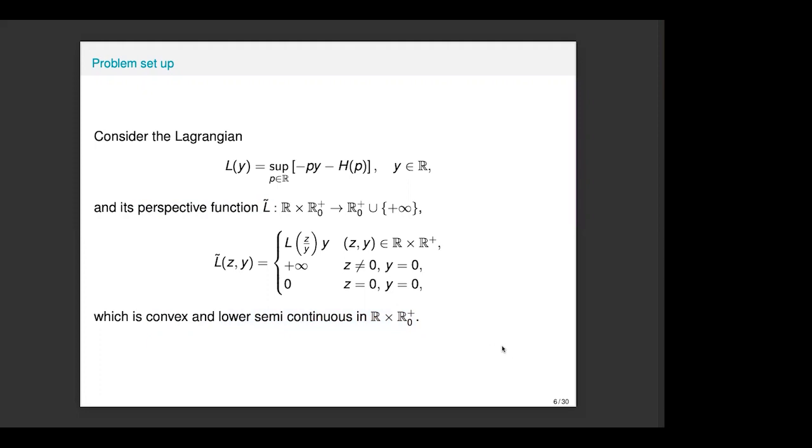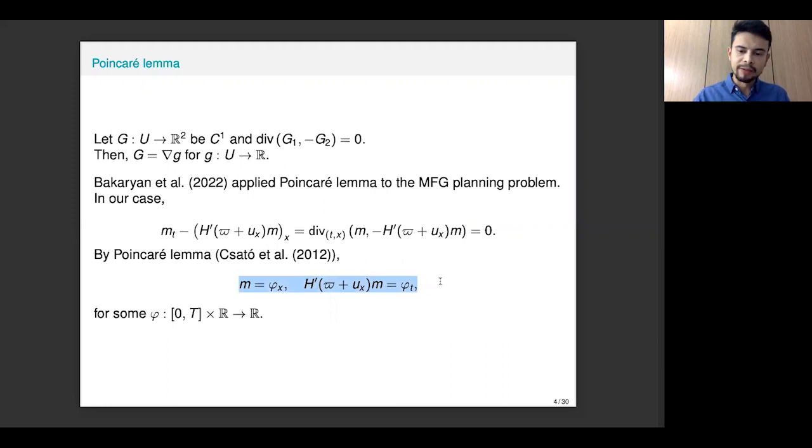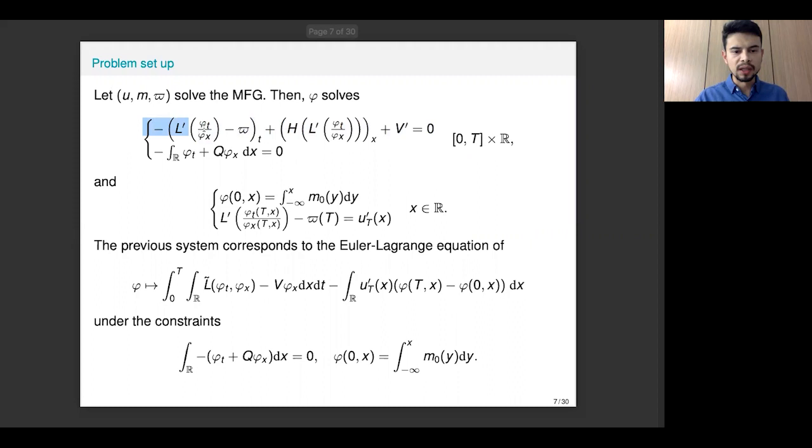Now, if we consider this perspective function on the Lagrangian, as I introduced before, we can actually write the mean field game system using only the potential. Because remember, we have these identities. So we can formally replace the mean field game system, and we obtain this system of equations under these constraints. Notice that, for instance, a natural constraint is that the initial cumulative distribution is fixed, the same way it is fixed in the mean field game system.